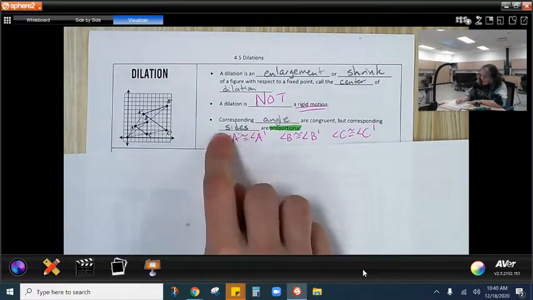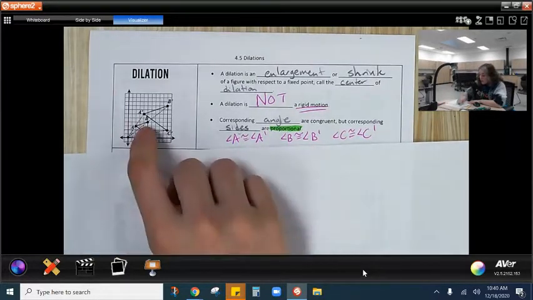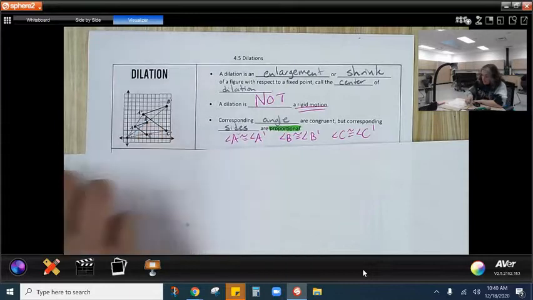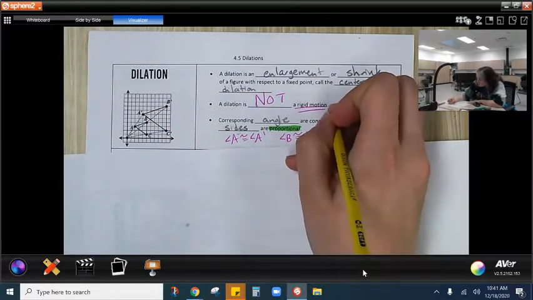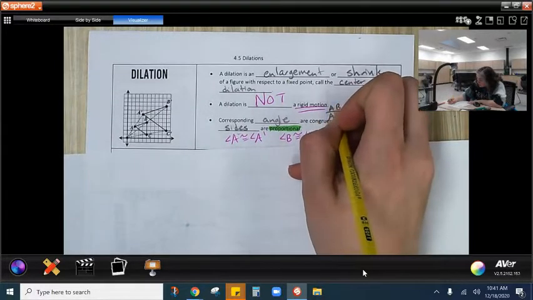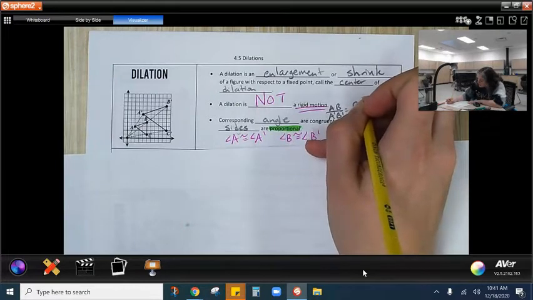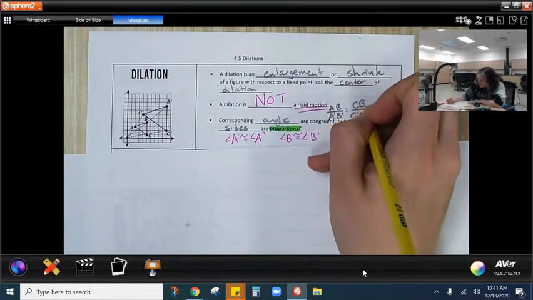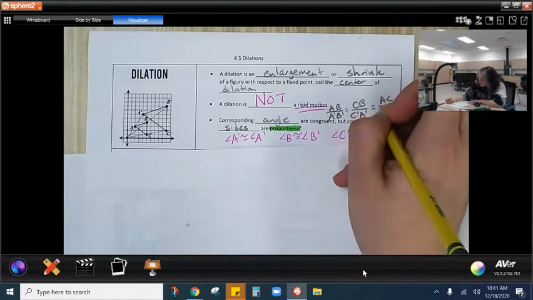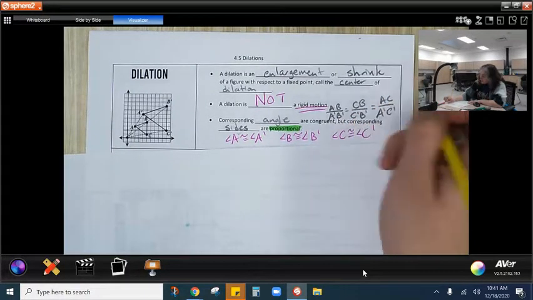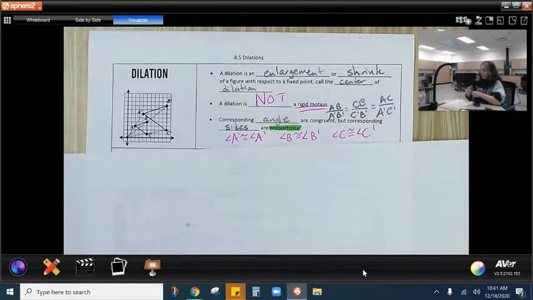All right. The sides are proportional. The sides are proportional. So that means that the length of AB, and I'll try and write this right here. So AB over A prime, B prime is going to equal CB over C prime, B prime, which is going to equal AC over A prime, C prime. All right, so those ratios will all be the same. That's what it means by proportional.